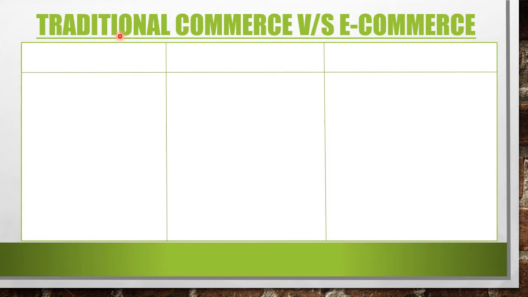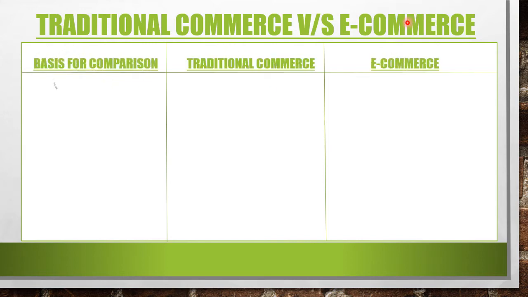So traditional way means what? Physically. And versus e-commerce. E-commerce means buying and selling a product virtually, that is online. So this is physical and this is virtual. So let us see the difference based on their comparisons.